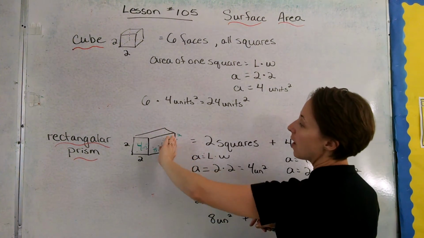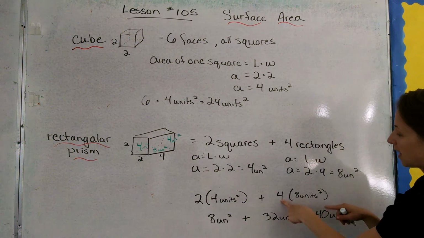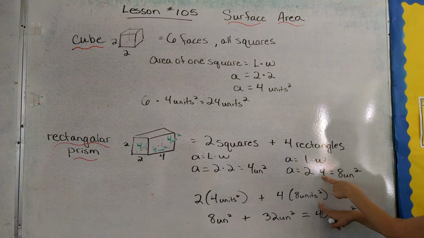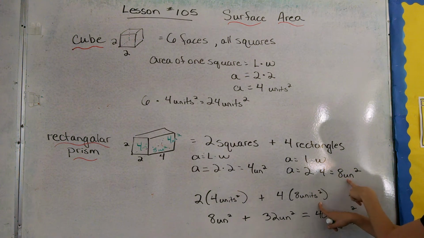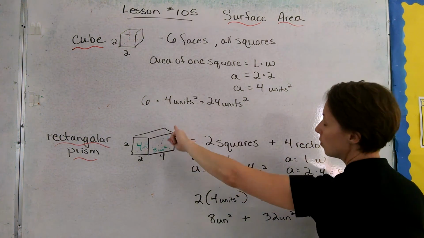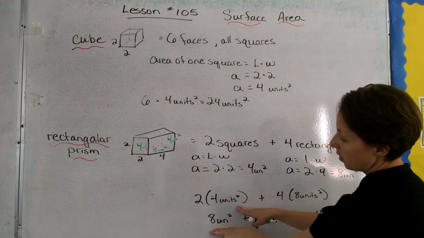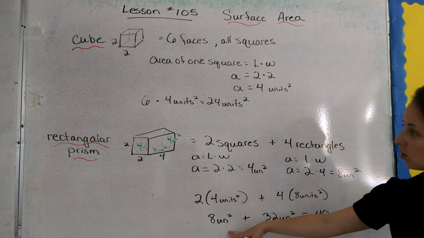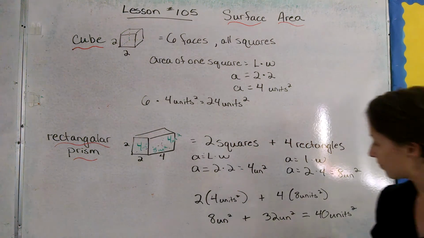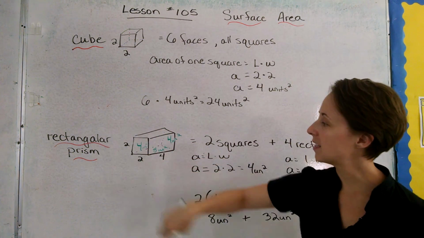And then I'm going to add to that all 4 of my rectangles, which are each 8 units squared. That's the 2 times 4 to find the area, which is 8. 4 times that area, 1, 2, 3, 4, gives me 32. 2 times 4 gives me 8. So 8 units squared is the surface area of the 2 squares. 32 units squared is the surface area of the 4 rectangles.